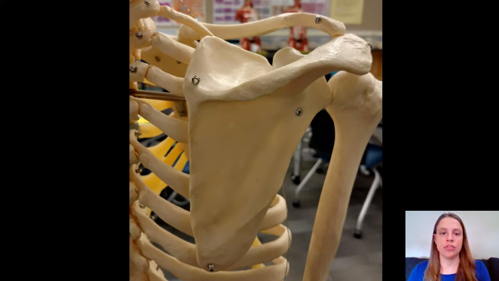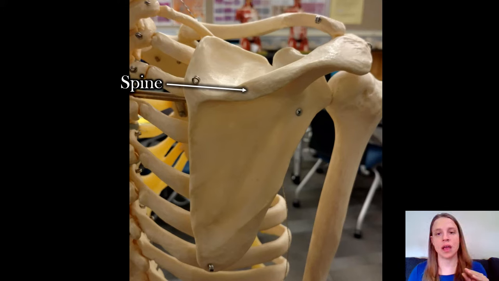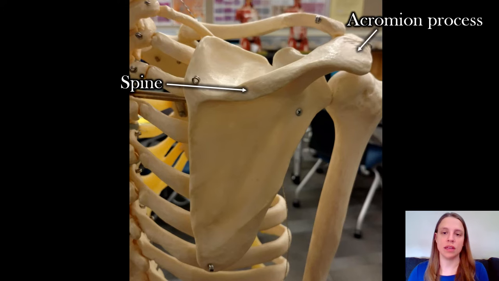Continuing to look at the posterior side, you see there's a ridge of bone on the scapula, which is called the spine of the scapula. And the spine of the scapula extends up and ends in the acromion process. Remember, this is the acromial region.